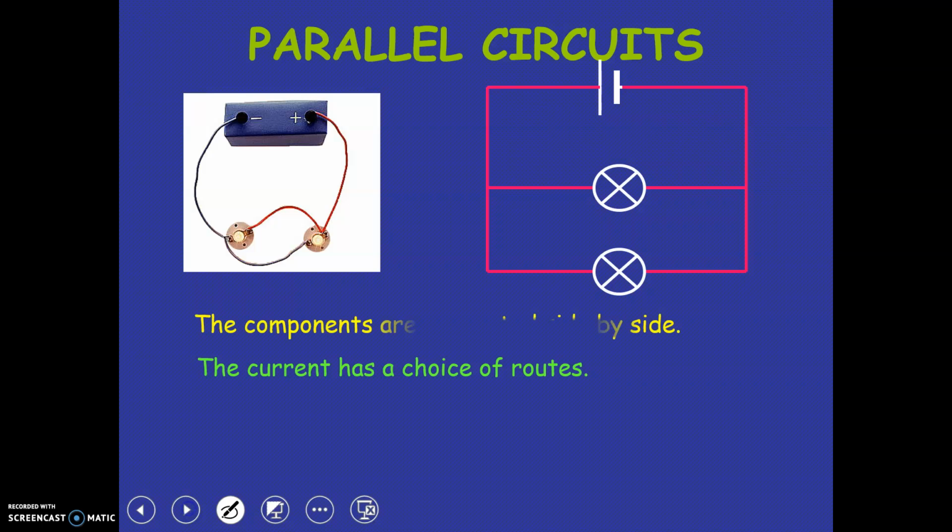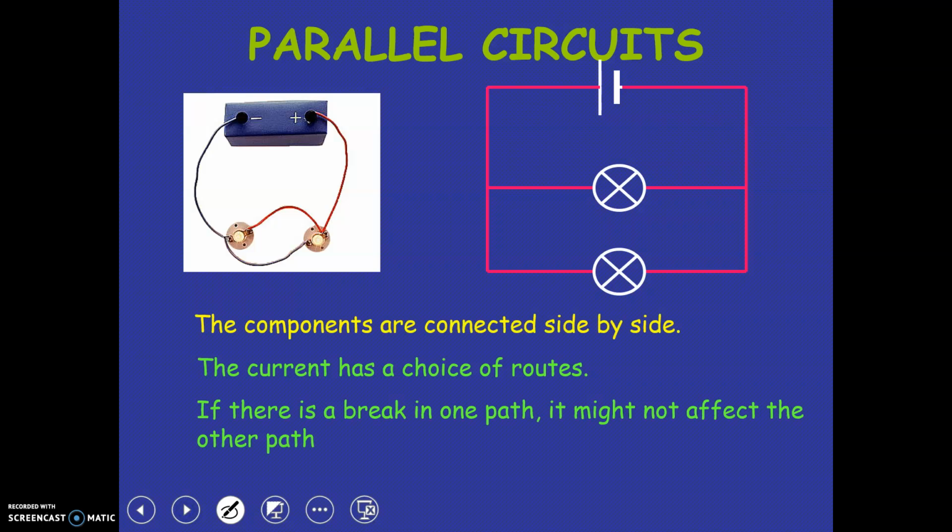And then we have our parallel circuits. This is different because there's multiple pathways for the electrons to flow, meaning if there is a break in this wire, then the electrons could still flow in this wire down here. If this light bulb were to break, then the electrons could still flow through the top wire. So the electrons have multiple paths to go.